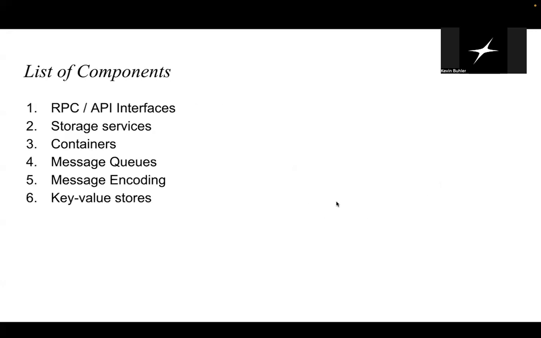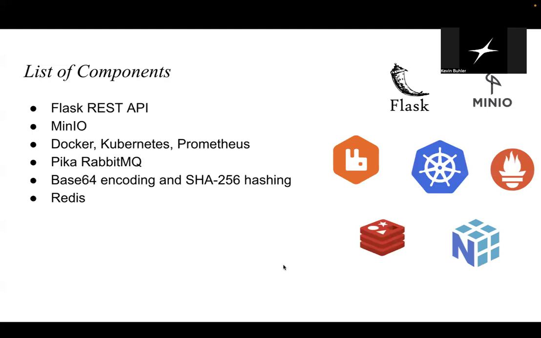So, list of components: I'm using 6 of the software components that we learned in our data center class. More specifically, I'm using a Flask REST API server, MinIO for blob storage, Docker, Kubernetes, Prometheus for containers, a Pika RabbitMQ queue, base64 encoding and SHA-256 hashing, and then a Redis key value store.